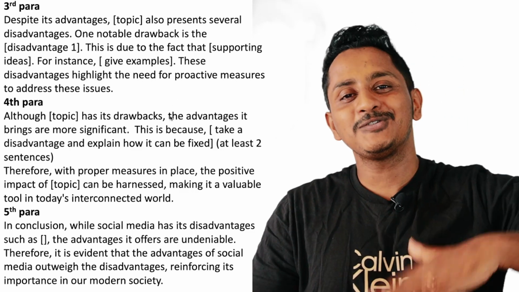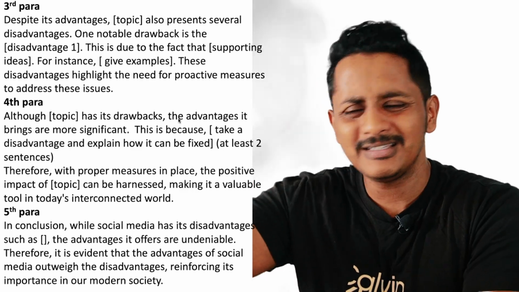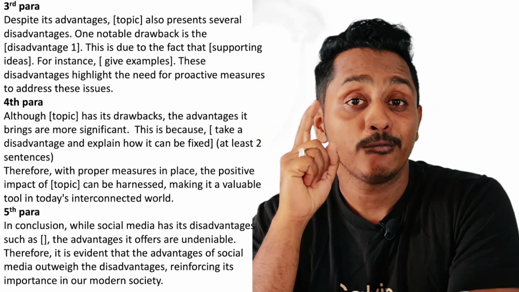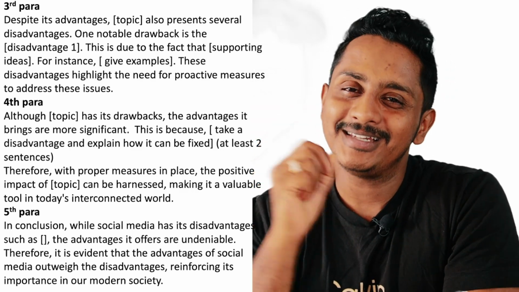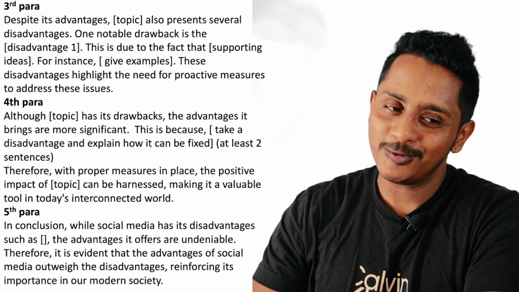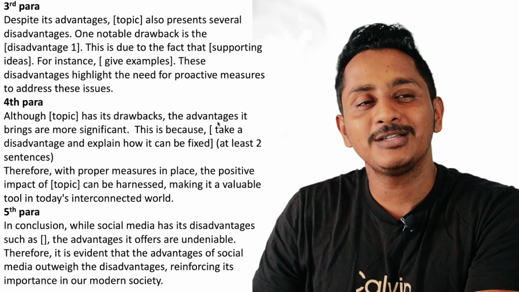So, the fourth paragraph is where you prove, hey, these are minor disadvantages. Using these techniques, you can fix them, which actually makes it possible to say advantages outweigh disadvantages. That is what the fourth para is. Although this has its drawbacks, the advantages it brings are more significant.